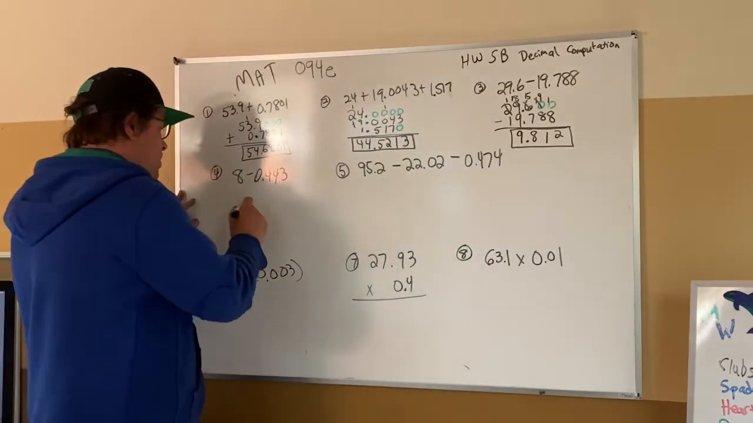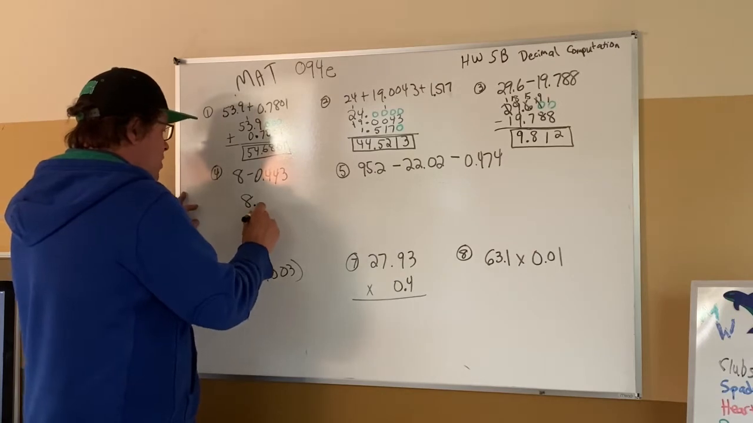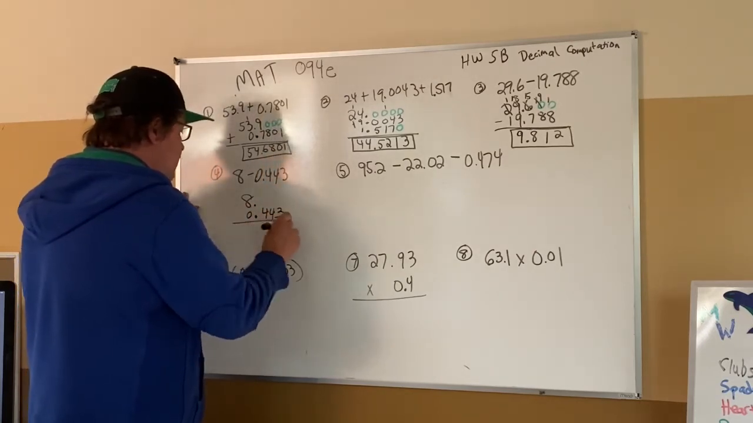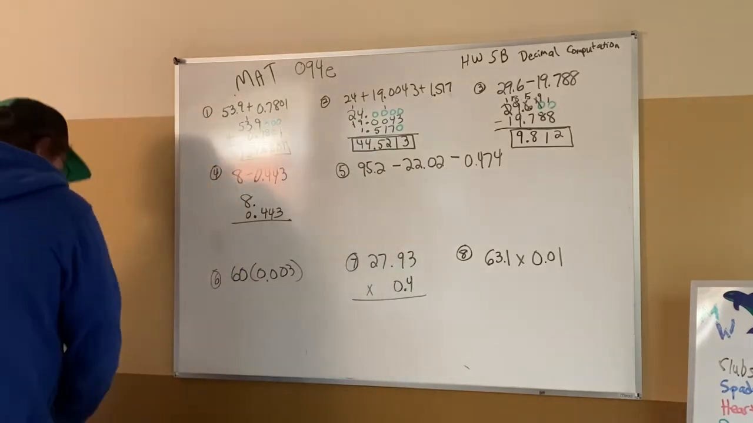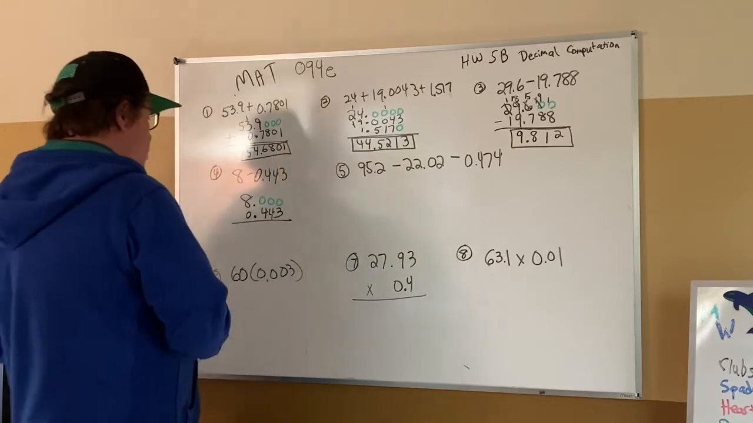Here's a similar situation. We've got an 8 with a decimal point behind it. For subtraction, we have a point with a 0 in front of it, and 4, 4, and 3 behind it. We must insert the zeros to have places to work with in those digits.